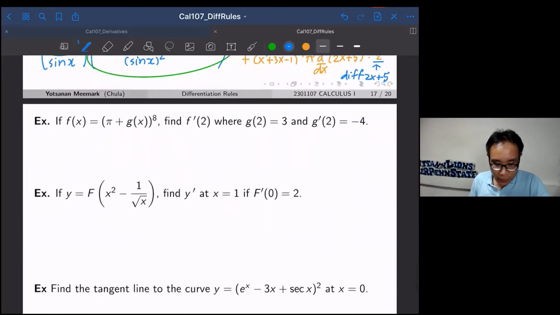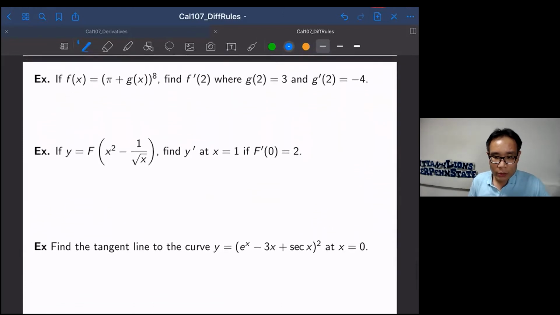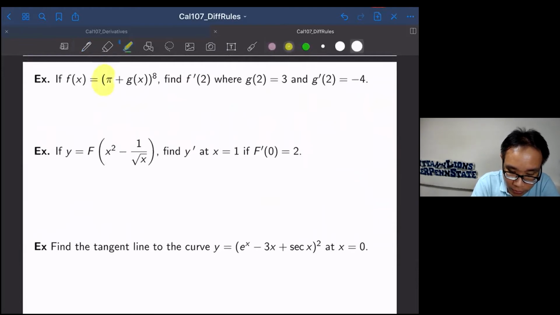The next page is going to combine symbolic differentiation together with the chain rule. So you have f(x) equal to (pi plus g(x)) to the 8. In this case, you have the outside and you have the inside, and you want to find f prime of 2, where g(2) equals 3 and g prime of 2 equals negative 4.